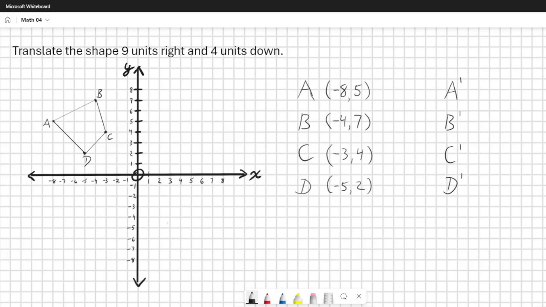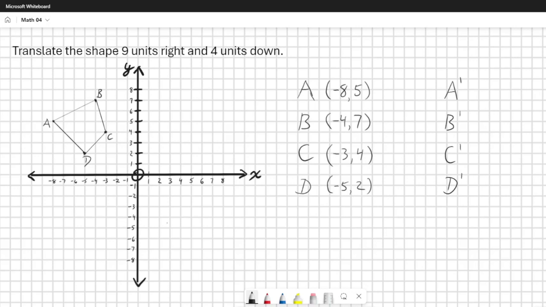Today we're going to look at transformations, and we're going to look at a translation, or what we call a slide, around the Cartesian plane. Just keep in mind that when we translate, it keeps the same shape. It doesn't flip or rotate or grow or shrink.